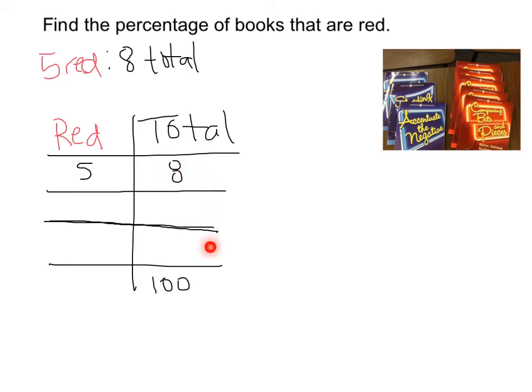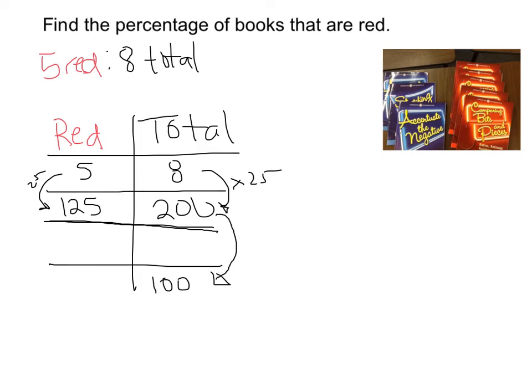So I know I can't get 8 to be 100, but I can get 8 to be 200 with a whole number multiple. In order to get 8 to 200, I'm multiplying by 25. And I would then have to multiply this side by 25 also. So what I get is that 5 to 8 is equivalent to 125 to 200. Now I know I need to get from 200 to 100. To do that, I would be dividing by 2. So I also need to make sure I'm dividing this side by 2.